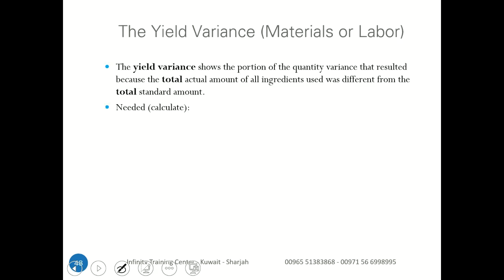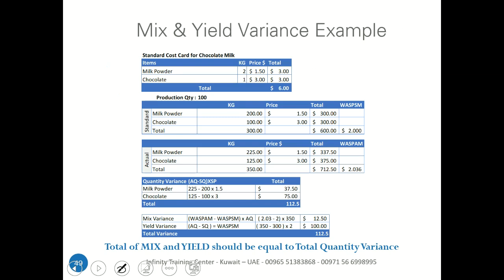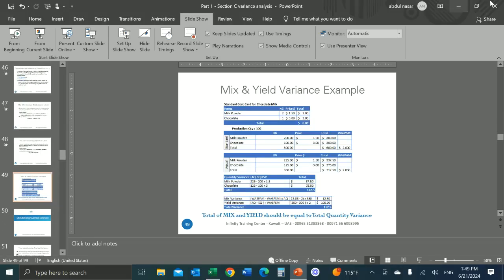The yield variance shows the portion of quantity variance that resulted because the total actual amount of ingredients is different from the standard total amount. So here the formula is going to be AQ minus SQ times weighted average standard price of standard mix. I know when I say it like this you will not understand. So we have an example here, or we can do an example directly in the Excel sheet. I think that is going to make better sense.